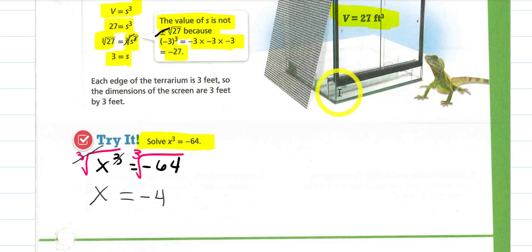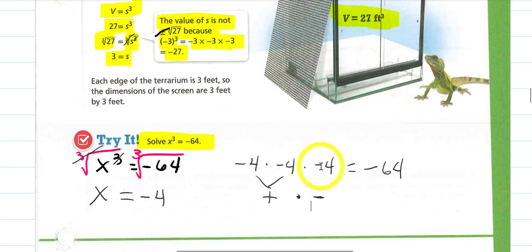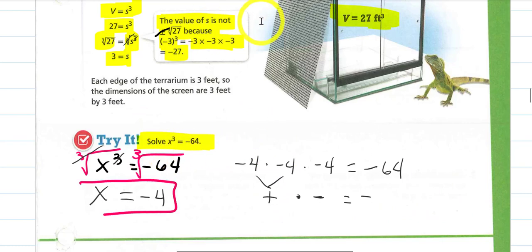And we know that because if I take negative 4 times negative 4 times negative 4, I will get a negative 64. Remember that a negative multiplied by a negative gives me a positive. Still multiplying the other negative 4 that's left here. So this negative 4 times this positive equals a negative 64. Okay, so the final answer then is going to be x equals negative 4.